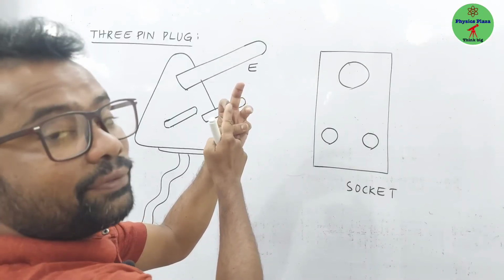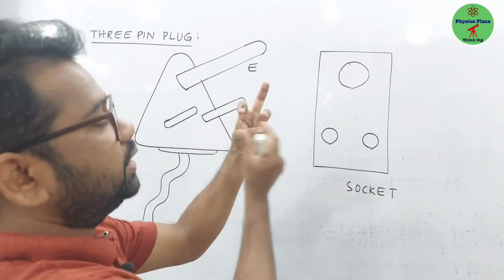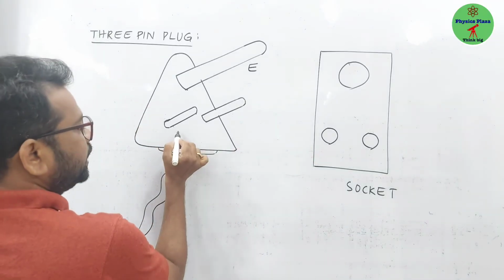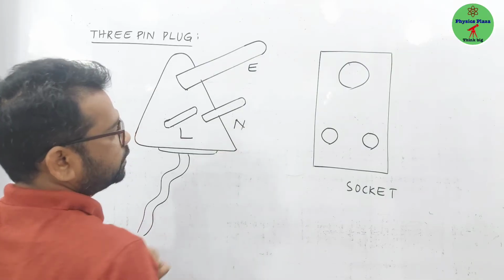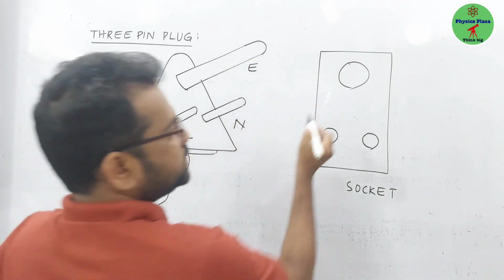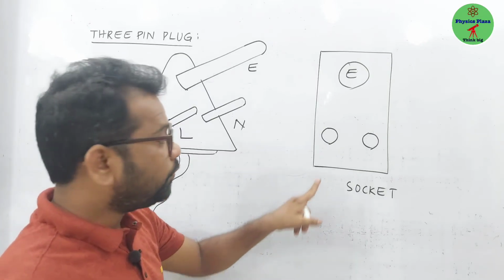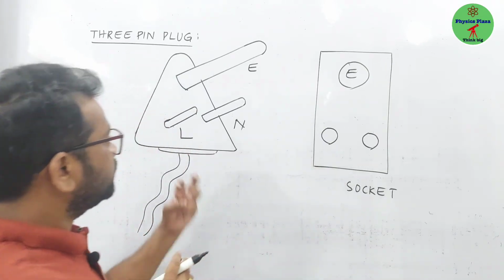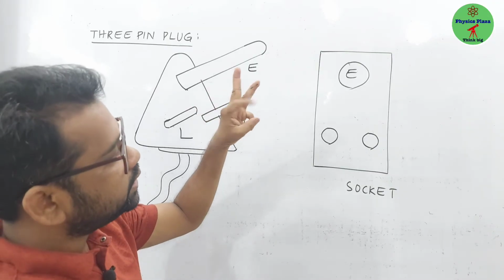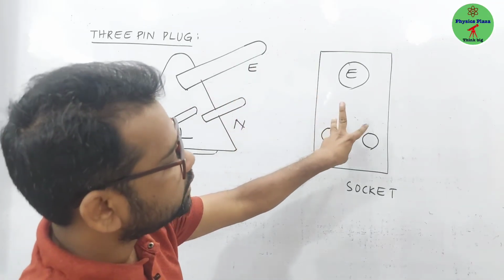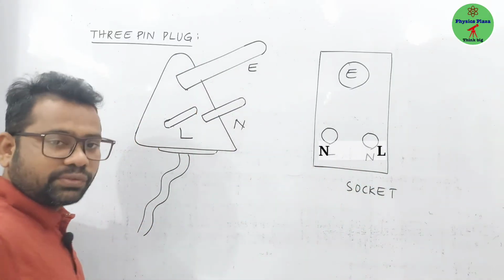This left one, L for left, L for live. This is the live wire. This is the neutral wire. But come to this one, children. It is the earth wire only, no doubt about it. But here, don't follow left is live; that is wrong. Why? Because now this is live, so when you want to insert, this will go towards the right. It's very important, so first identifying is very important.